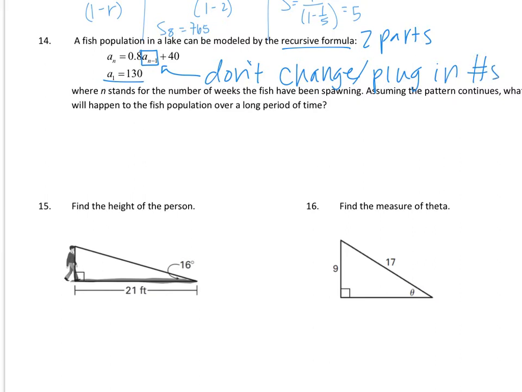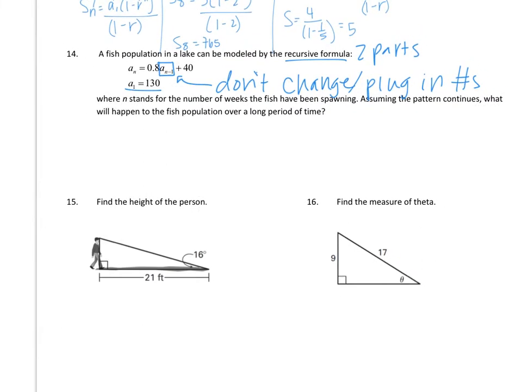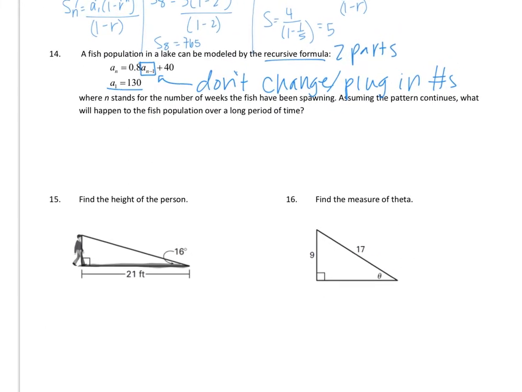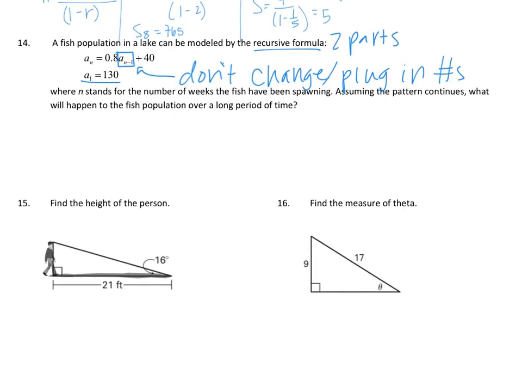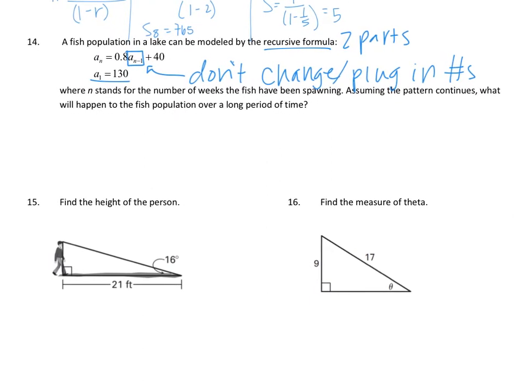So don't change, don't plug in numbers. And then the question: assuming the pattern continues, what will happen to the fish population over a long period of time? So this is one I usually did in the calculator. I would type in, so in your calculator, I would type in 130 and then hit enter.